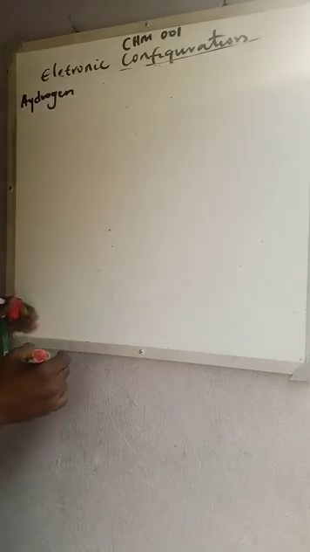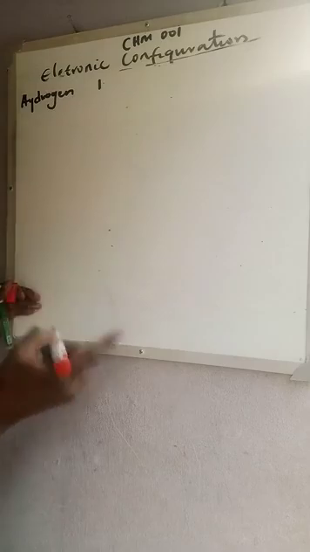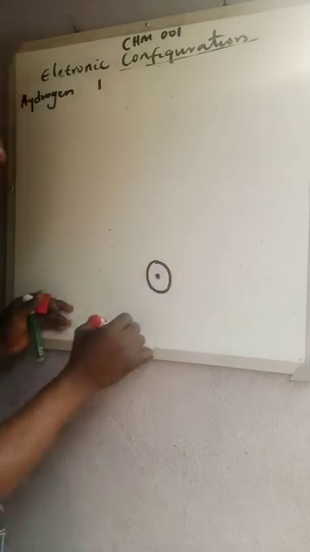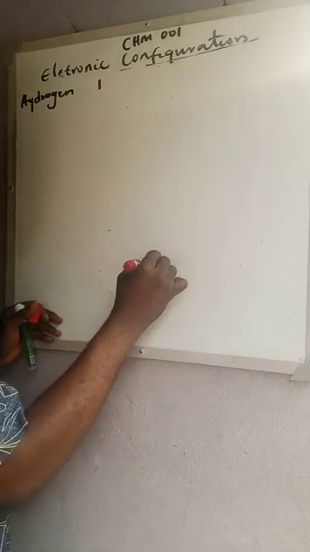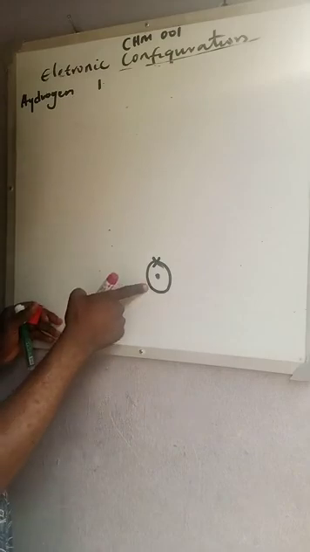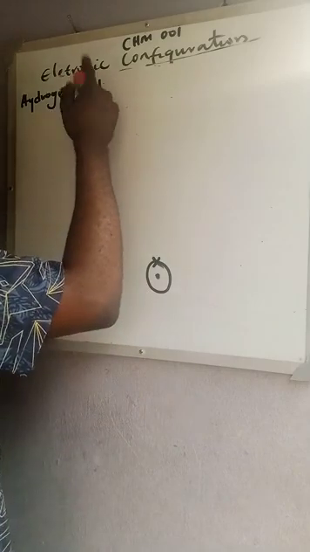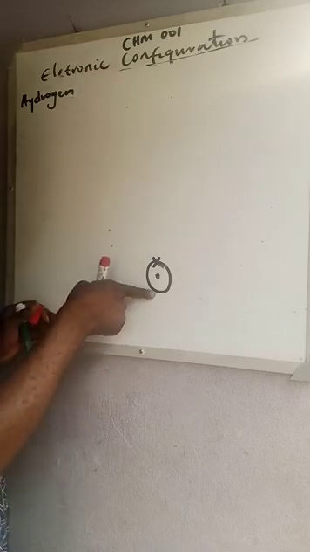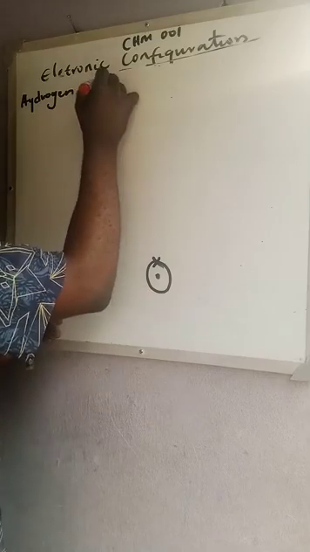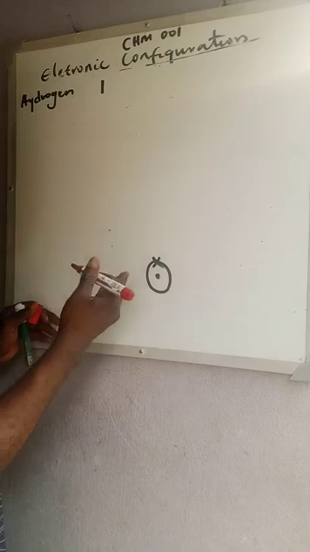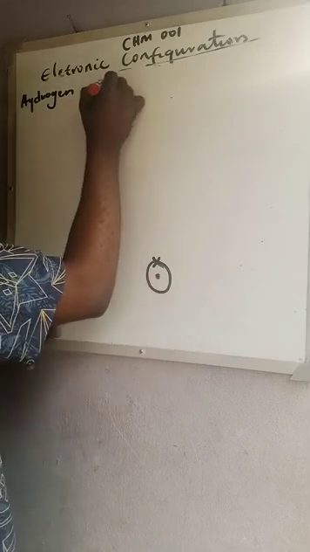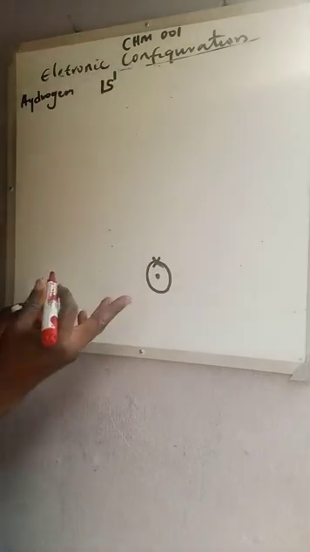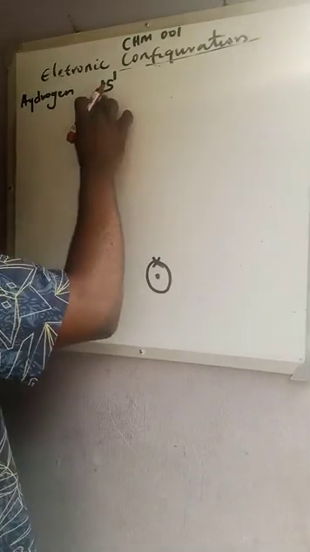Hydrogen. How many electrons? One electron, right? Hydrogen takes one electron. This number is the shell, the first shell, so we write 1. Which orbital starts every energy level? S. How many electrons do we have here? One. We write 1. This is the configuration of hydrogen.